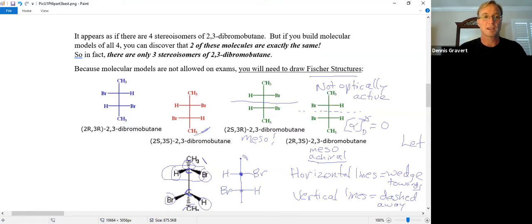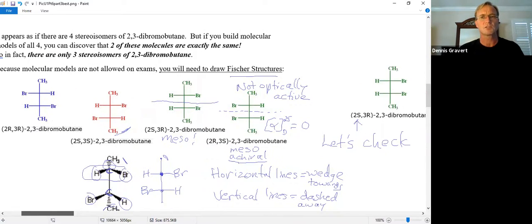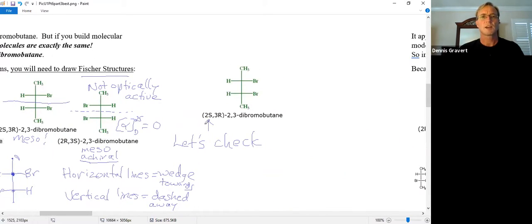Cool. Okay. Couple things. I'm going to do another example with the Fischer drawings, starting from scratch. But I also want to show how you can use a Fischer drawing to actually get the R and S configuration. So here's a nice Fischer drawing of the meso compound, but the meso compound still has chirality centers. So if you had to name this molecule, one way to name it is 2S,3R-2,3-dibromobutane. But because it's meso, you can also take the shortcut. The IUPAC name for this is meso-2,3-dibromobutane. That's what I would do.